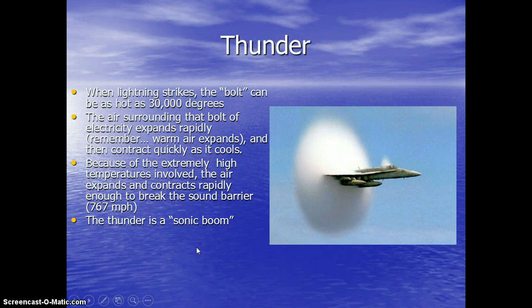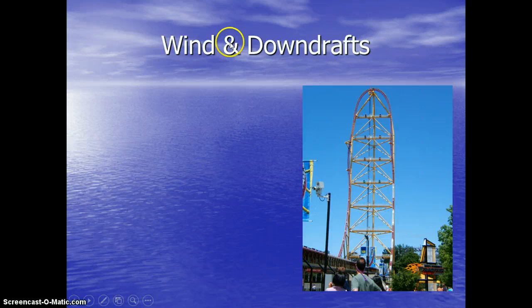All right, that was number 3 on your sheet. So wind and downdraft. So we know that this is the Top Thrill Dragster. Anything that comes up must come down. So as rising air reaches that 40,000 feet in the cumulonimbus cloud, it cools, and it cools quickly because it's really cold up there, and it comes down with a force. Those are called downdrafts, and they can cause just as much damage as a tornado.